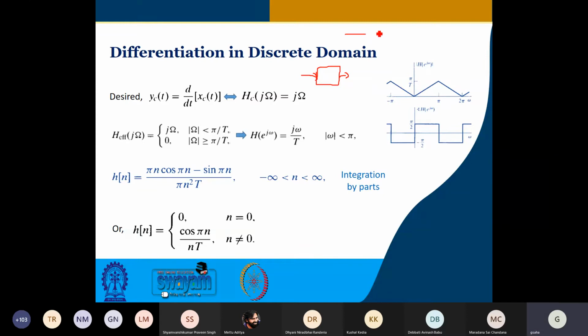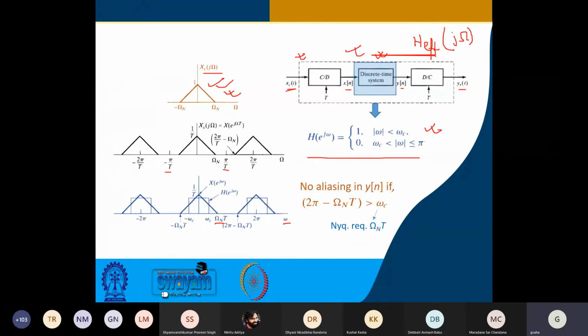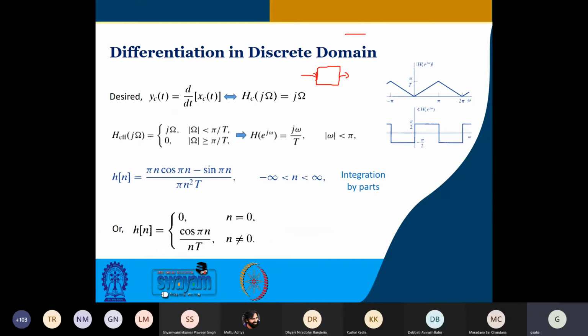Now, what should be my discrete time system so that I can achieve it? Because I want to achieve this not by analog signal processing hardware or following analog signal processing theory. We would like to achieve it by digital signal processing blocks, digital signal processing theory. Okay. So this is what we are desiring.